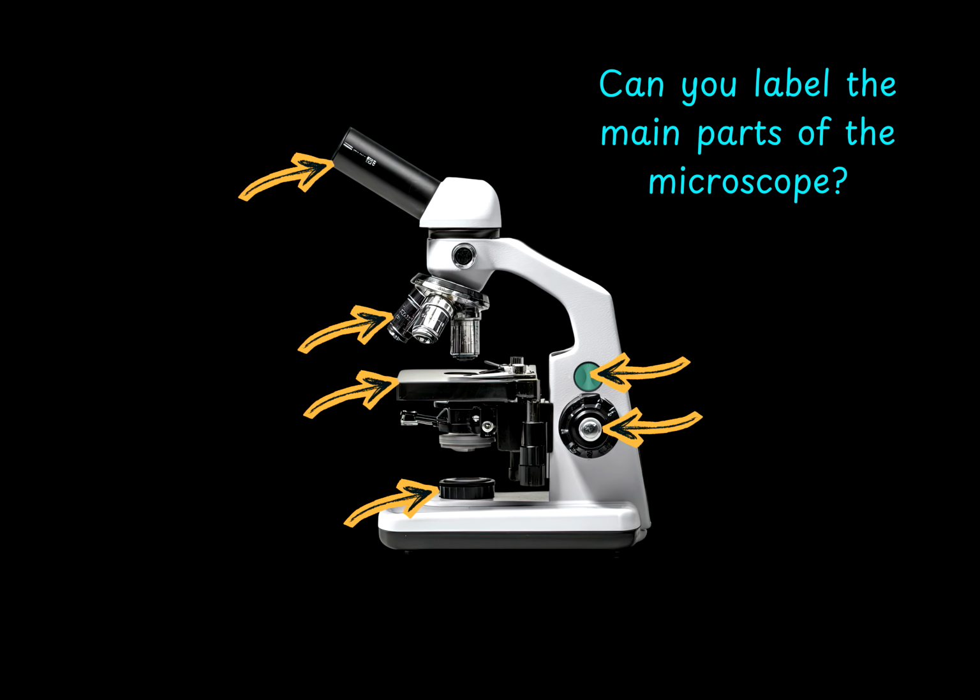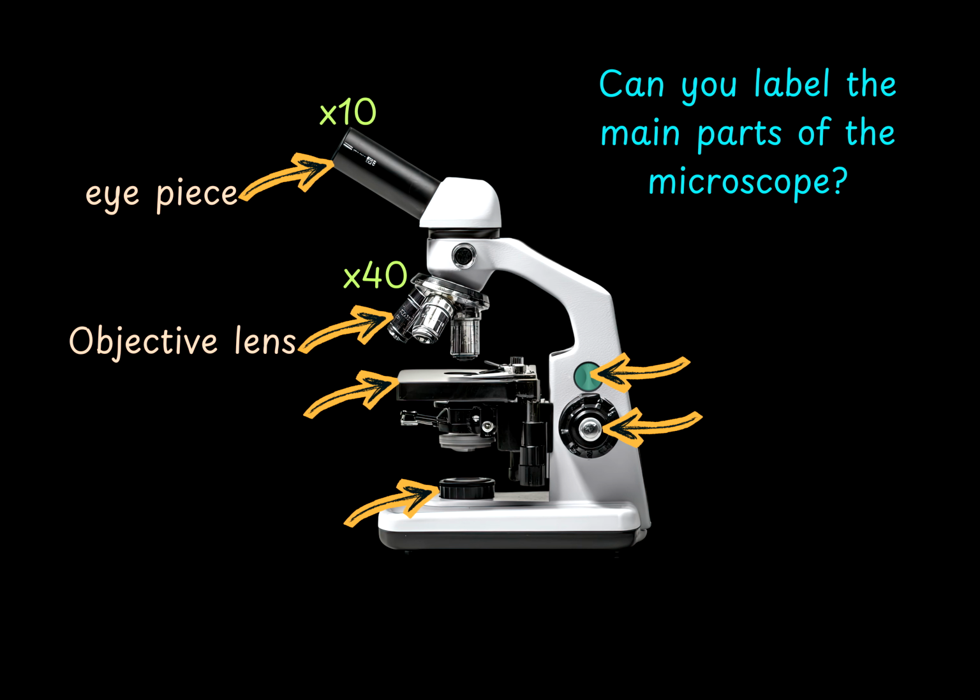The first part is the eyepiece, and then we have the objective lens. Students, what you need to know is that the eyepiece has a lens in it also, and usually it's about times 10. And the objective lens, you could have one for times 4, times 10, and another one for about times 40. And to get the total magnification, students, all you need to do is to multiply the eyepiece lens times the objective lens that is used.